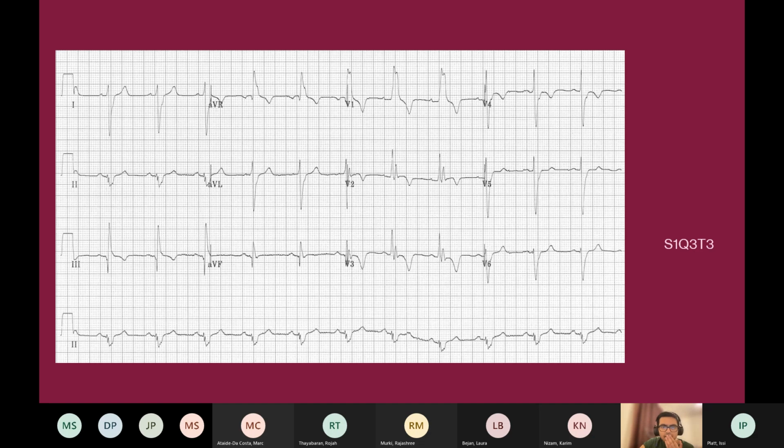No. I can see why you said that, a good eye, because it kind of looks like a reverse tick. If I tell you, it's very subtle, but look at limb lead 1 and lead 3.